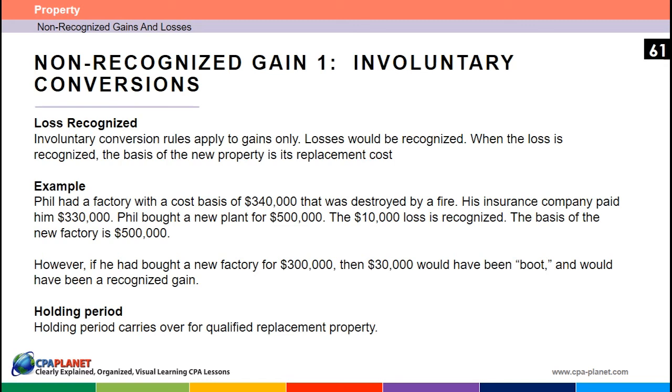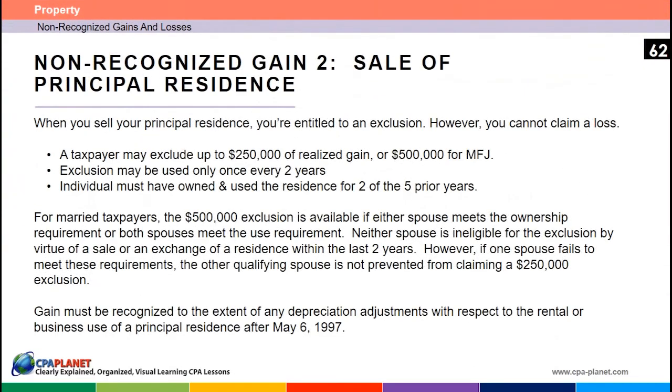Okay, let's move on to the next non-recognized gain, which is the sale of the principal residence. This is a popular one on the CPA exam. The taxpayer can exclude up to $250,000 of realized gain or $500,000 for married filing jointly. The exclusion can be used once every 2 years. The individual must have owned and resided in the residence for 2 of the previous 5 years.